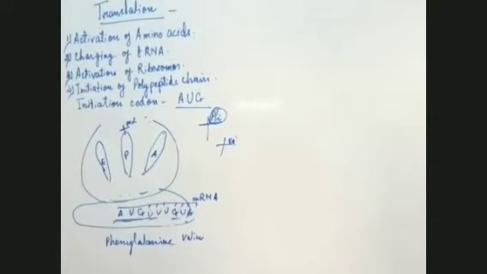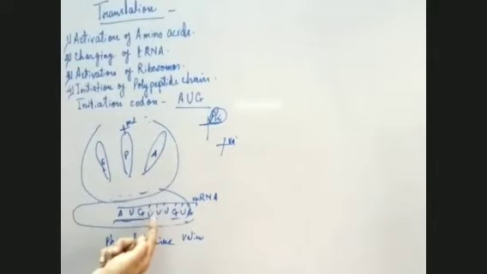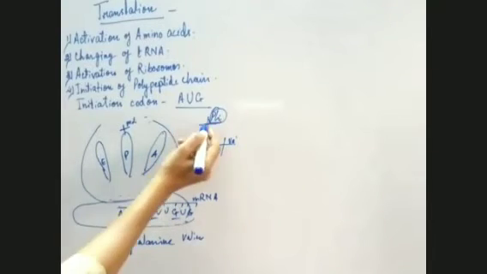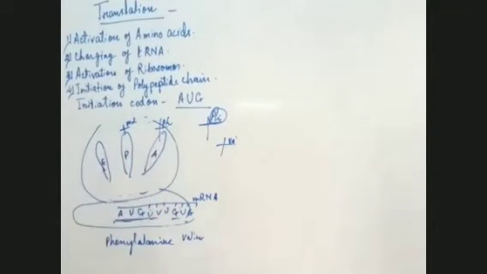The next codon is UUU, which codes for phenylalanine. That means a transfer RNA is required which will carry phenylalanine, and when it comes near, it will be accepted by the A site. When the A site accepts this, we have in the P site methionine, for the initiator codon AUG, and on the A site we have the transfer RNA with phenylalanine, which codes for UUU.